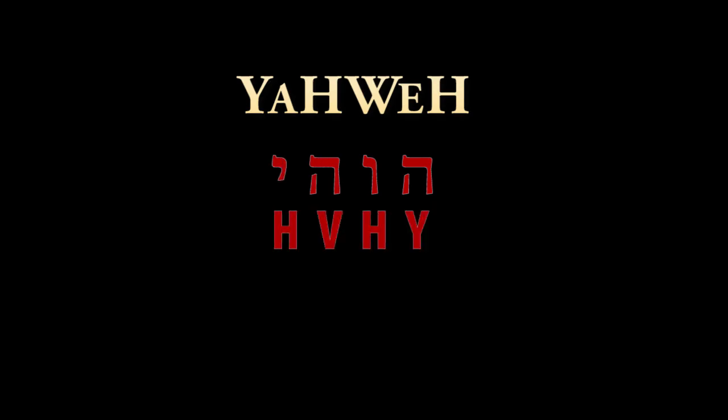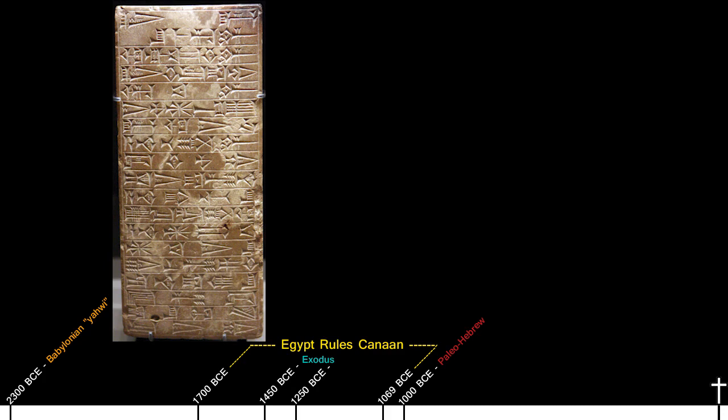Now, the name Yahweh itself is spelled using 4 consonants in the Hebrew language, YHVH or YHWH. V and W are the same letter in Hebrew. However, the word Yahweh itself is neither Hebrew nor Canaanite. It's Babylonian, around 1,000 years older than the Hebrew language or the time period of Moses.